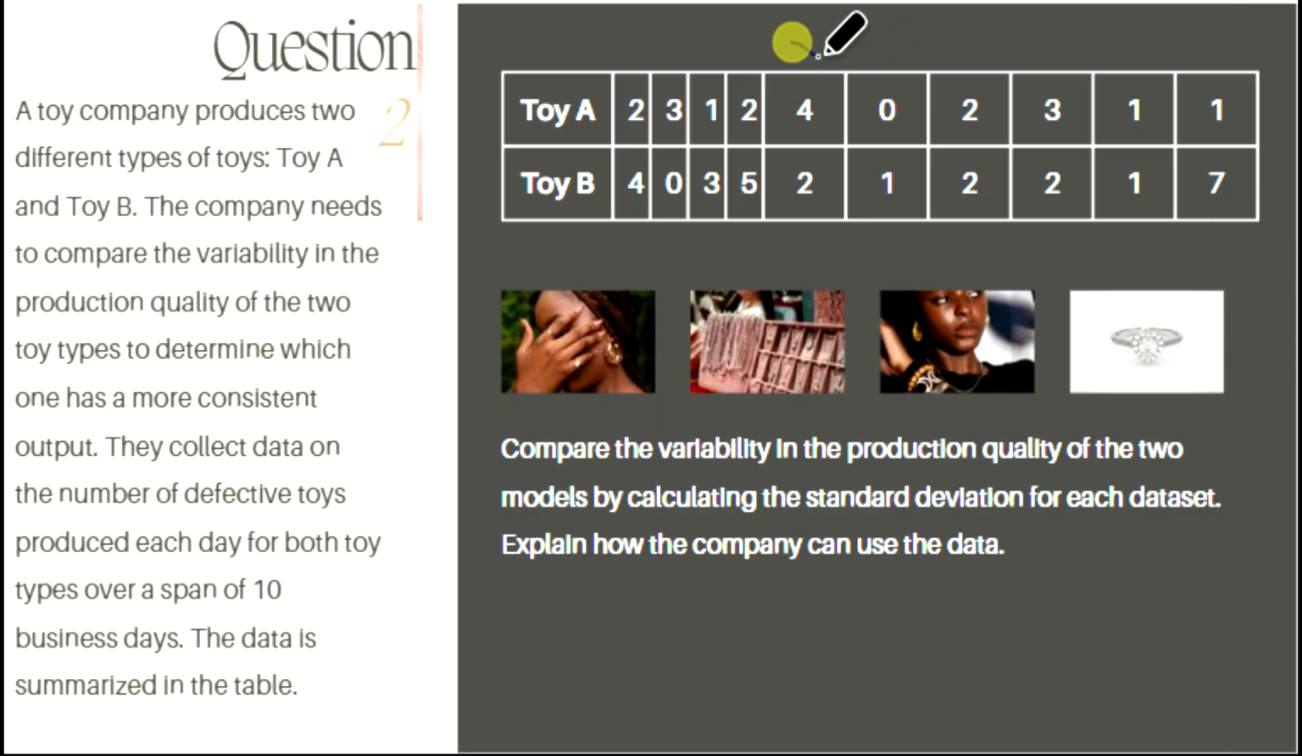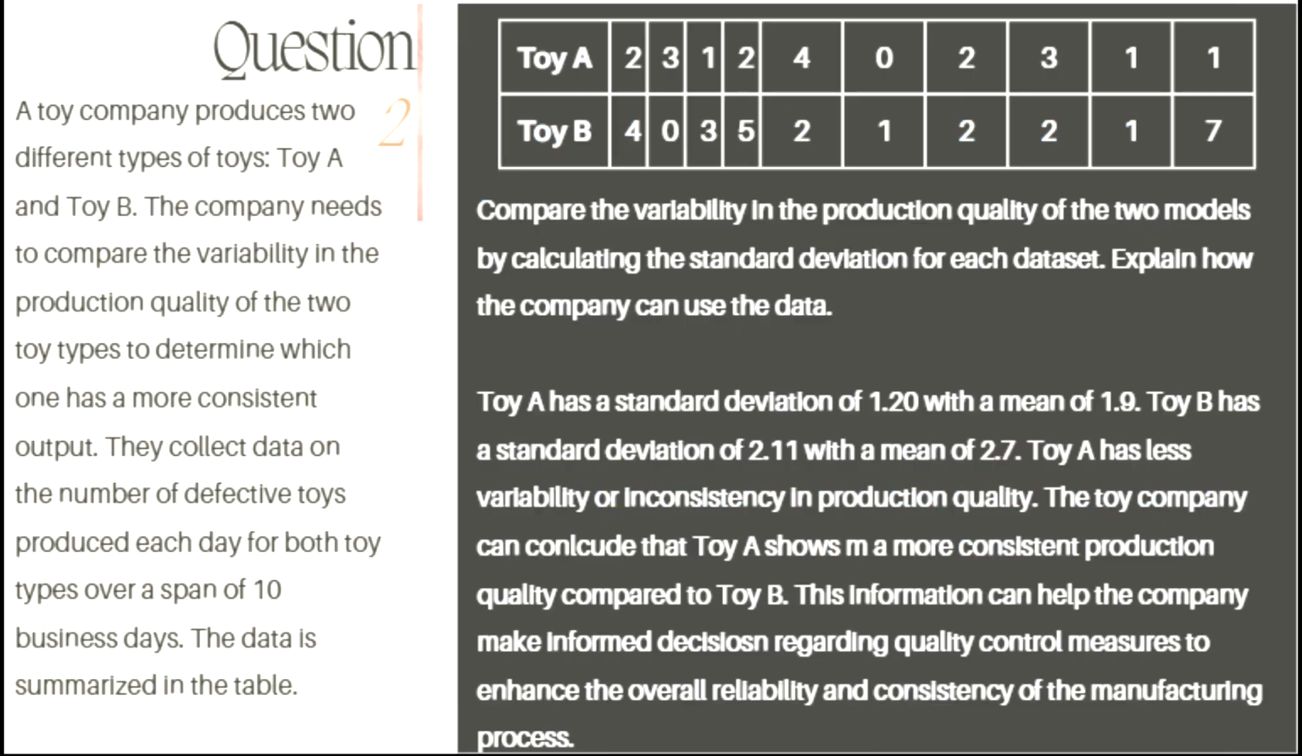So first you need to find the mean for each of these. Then you're going to find the difference between the point and the mean. Then you're going to square that difference. And then you're going to find the mean for that. And then you're going to divide it by n minus 1. And then you're going to find the square root of that for each toy A and toy B. And that will give you the 2 standard deviations. And what you find is that toy A has a standard deviation of 1.2 and that toy B has a standard deviation of 2.11.